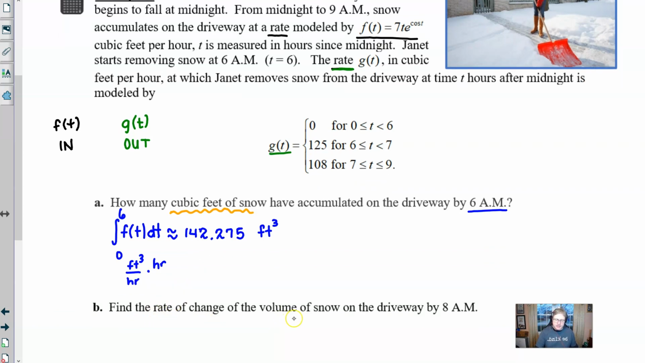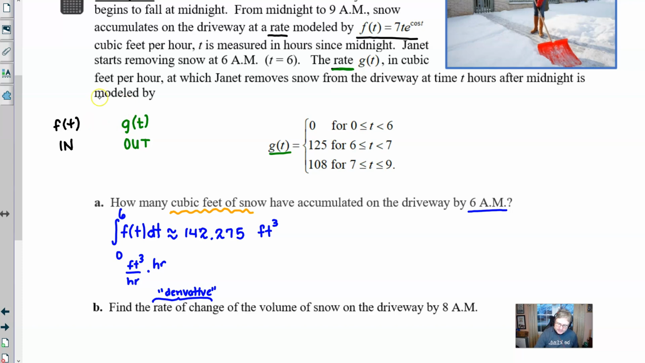Find the rate of change of the volume of snow on the driveway by 8 a.m. Okay, I like this part. The idea rate of change already implies to an extent that this is a derivative, right? The volume of snow is going to invoke both our rate in and rate out ideas because we have snow falling, we have Janet shoveling. The two of them must interact in order to determine the snow that's there. But note, the question doesn't ask, find the actual amount of snow. That might be coming up later. This is the rate of snow, the derivative of snow.